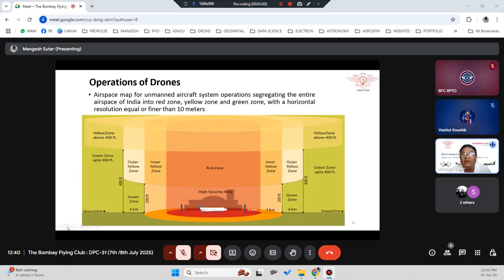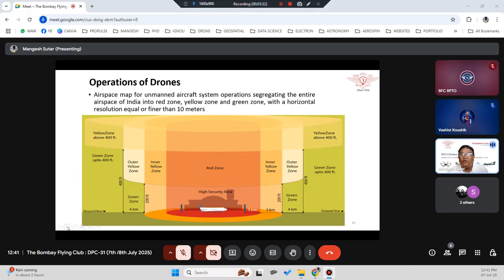From the perimeter of the airport or perimeter of a high security area, whatever the perimeter is, from that up to 5 kilometers, 360 degrees, will be your red zone. Okay, understood what I'm saying? So from the airport, the boundary would be there, and from that boundary up to 5 kilometers will be your red zone.